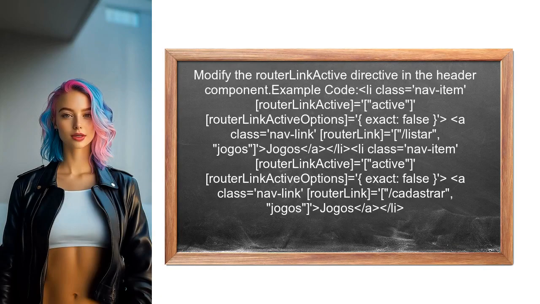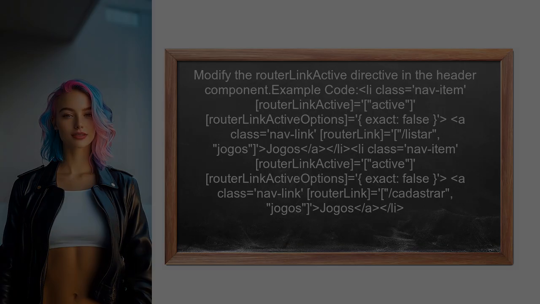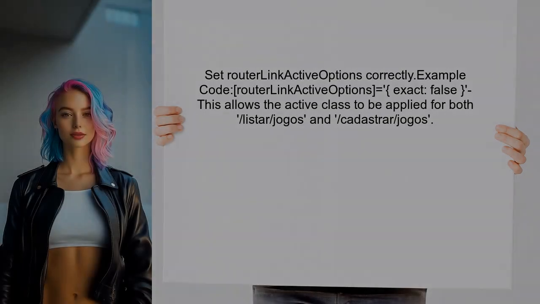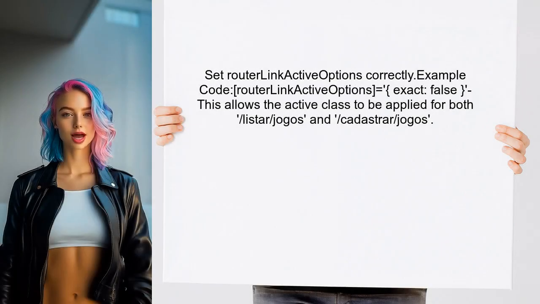effectively. To enable the router link active for both child routes, the user should modify the router link active directive in the header component. This will allow the active class to be applied when either of the specified routes is active. Next, the user should ensure that the router link active options are set correctly. By setting exact to false, the active class will be applied when either route is accessed.